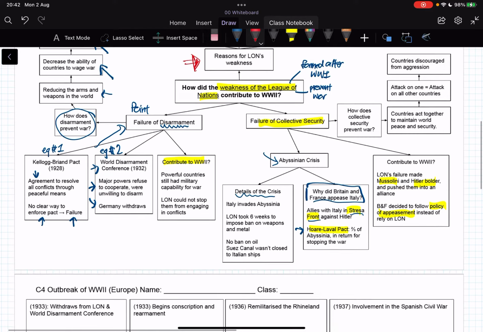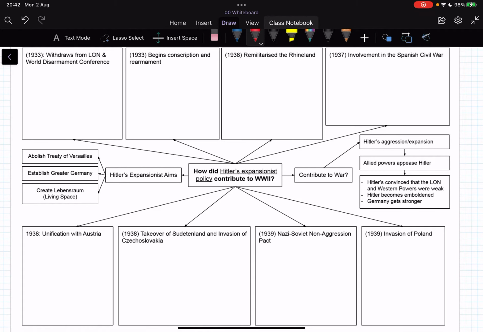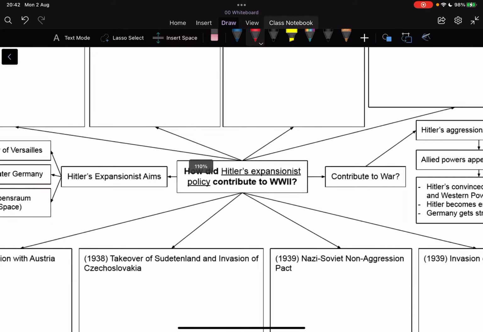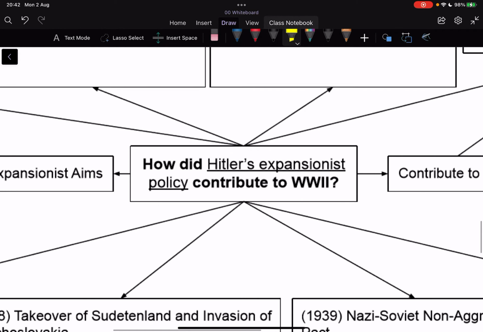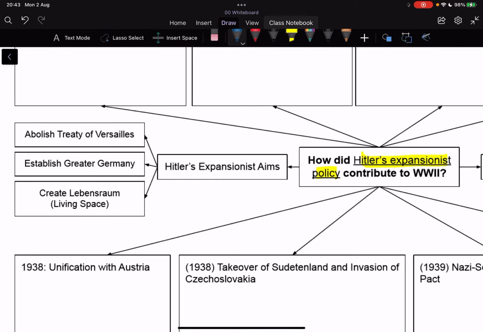Okay, so let's move on to your actual work. On this one, we're going to be talking about Hitler's expansionist policies. This is the second section of your chapter. To properly understand this chapter, because you're going to be seeing a whole whirlwind of different events taking place, you need to start with what Hitler's expansionist aims were. What did he aim to do the moment he came into power in 1933?